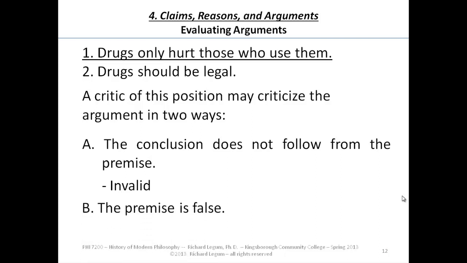And the second way somebody might go about criticizing this argument is by saying, wait a second, that premise isn't a reliable or an acceptable premise. The premise is just false. Drugs don't only hurt the people who use them. The people who take drugs steal. There are all kinds of other harms. They hurt people who are friendly with them.